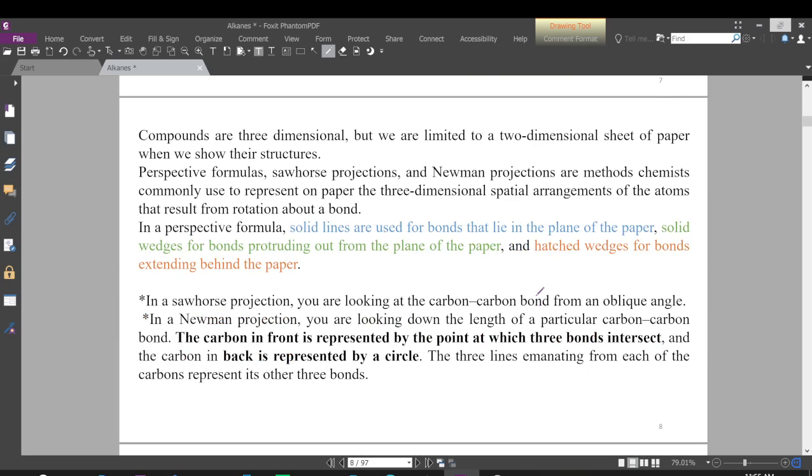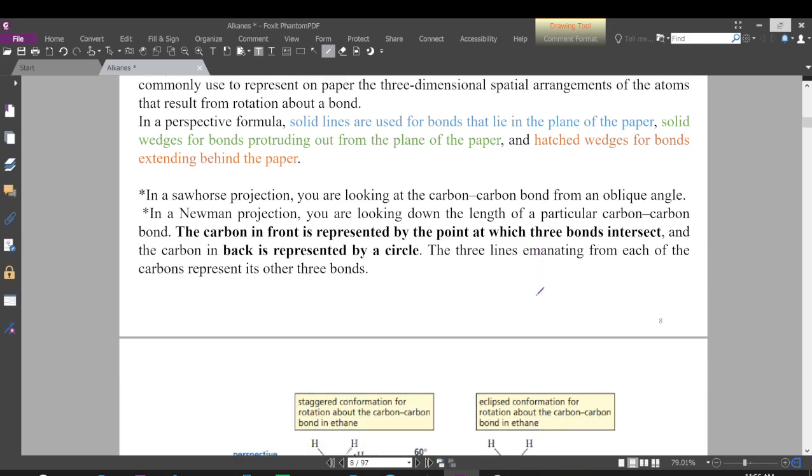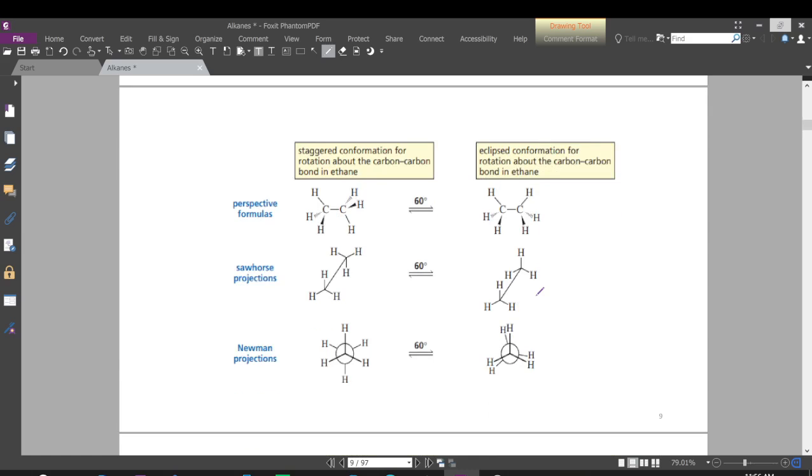Compounds are three-dimensional, but we are limited to a two-dimensional sheet of paper when we show their structure. So there are three methods to represent on paper the three-dimensional arrangement of atoms that results from rotation about the bond. These are perspective formulas, Sawhorse projections, and Newman projections. In this picture there are three different ways to show three-dimensional hydrocarbons or alkanes.